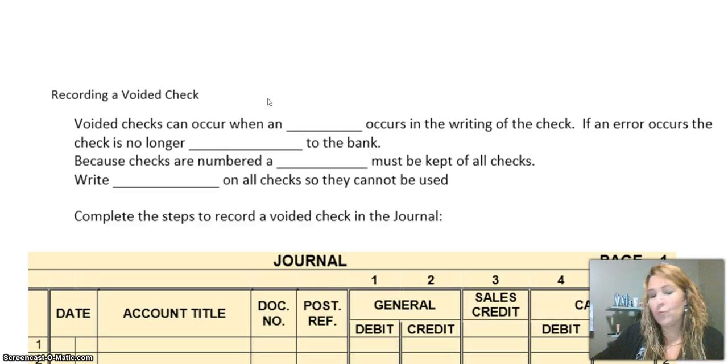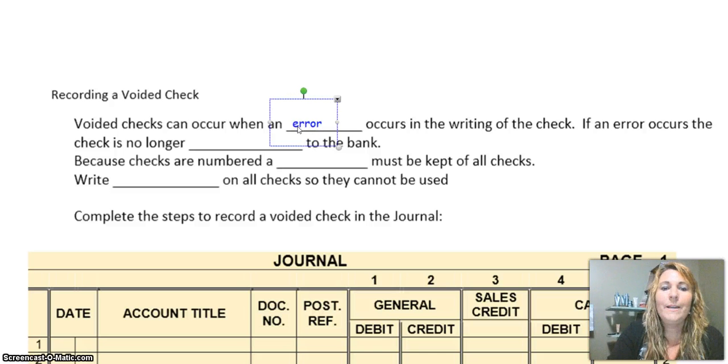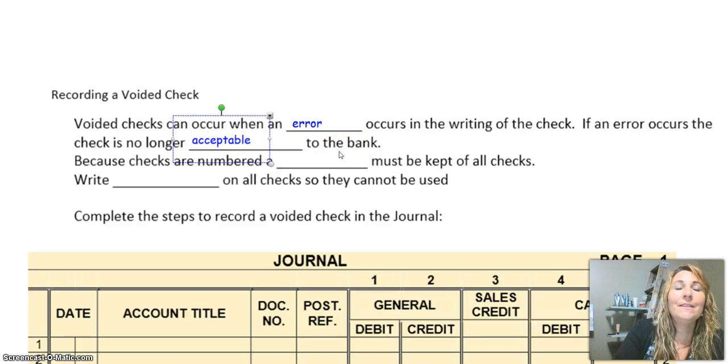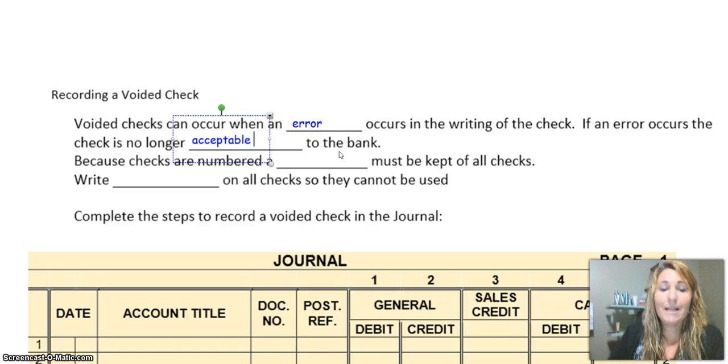Okay, sometimes when you're writing a check, you might make a mistake. And so if that happens, you need to void a check. A voided check can occur when an error occurs in the writing of the check. If the error occurs, the check is no longer acceptable to the bank. A lot of times people will make a mistake and they will just cross it out and then put their little initials beside of it. That does not technically make it acceptable to the bank. Banks do not have to accept a check that has been altered.